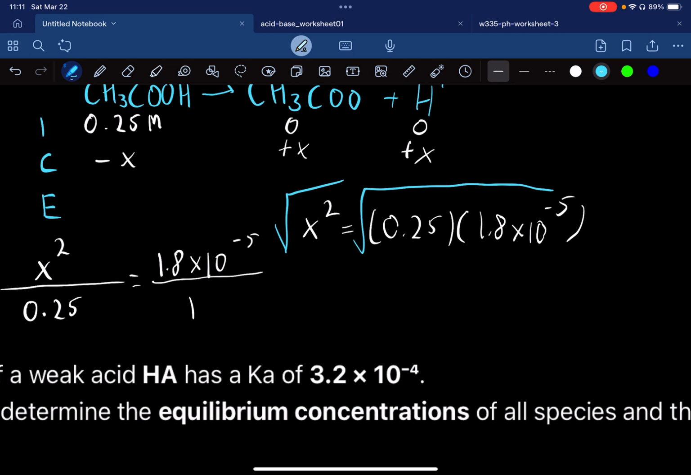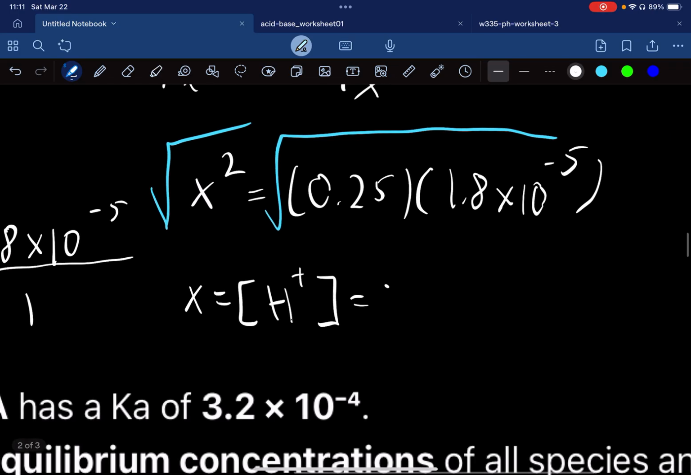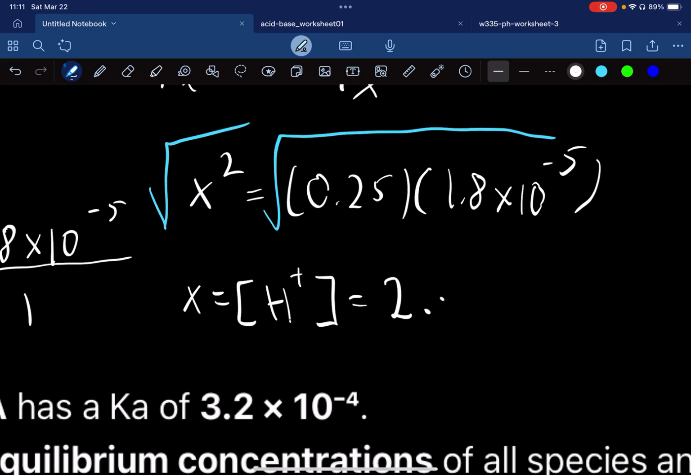0.25 times 1.8 times 10 to the power of -5. You should get your x if you just do the square root. All right, so x, which is also the concentration of the hydrogen ion, is equal to, we'll keep it at 2 sig figs, 2.1 times 10 to the power of -3.